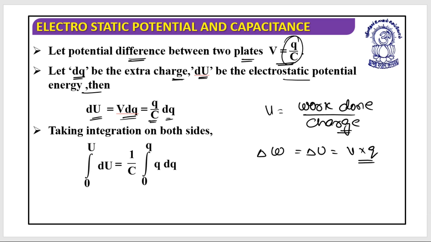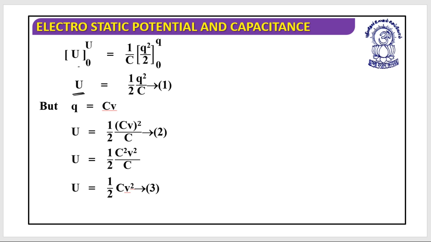Let's take an integration on both sides. The integration of dU is from 0 to U, and on the right it is from charge 0 to charge Q. It is the integration of Q dq, because 1 by C is a constant, and we keep it aside. So U is equal to the integration of Q, which is Q square by 2, putting in the limits from 0 to Q. This is equal to Q square by 2C. So this is the energy stored in a capacitor: Q square by 2C.